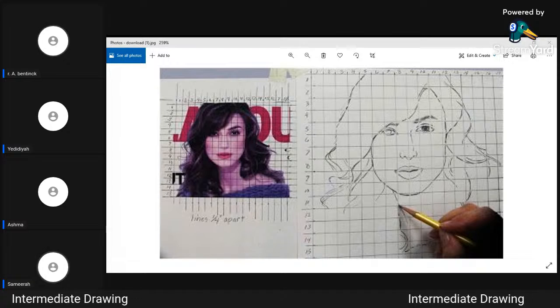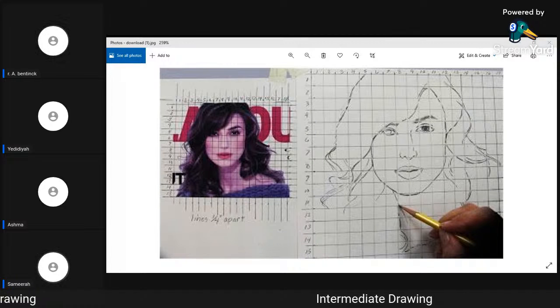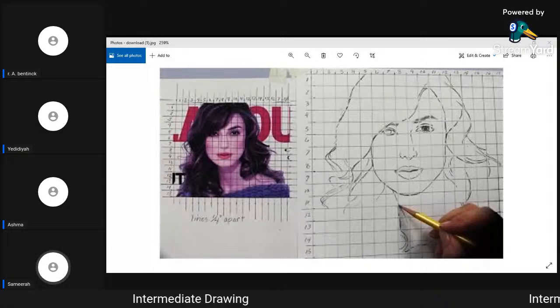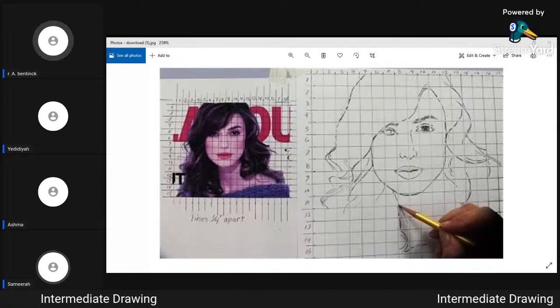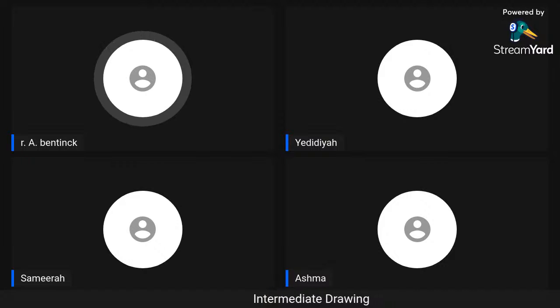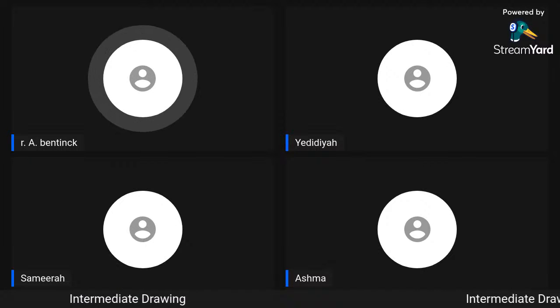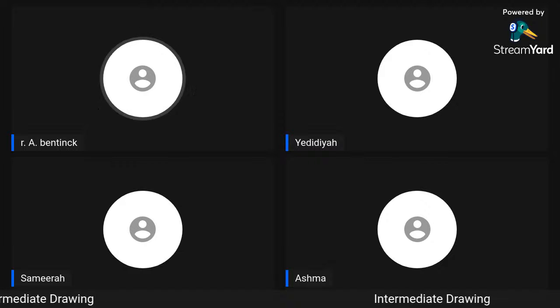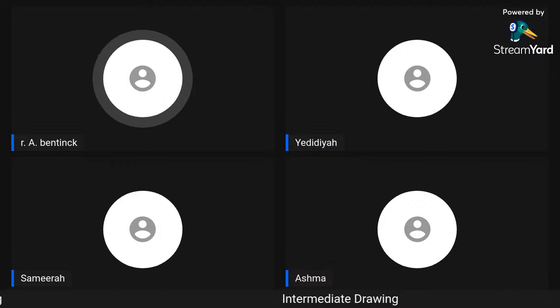Okay, sir. So, this landscape, do we have to do imaginary or realistic? Type of landscape? That's a good question. You're going to have to either work with a photograph or work from direct observation.